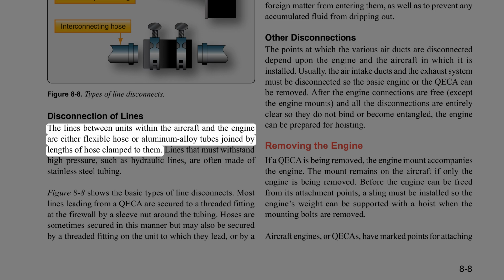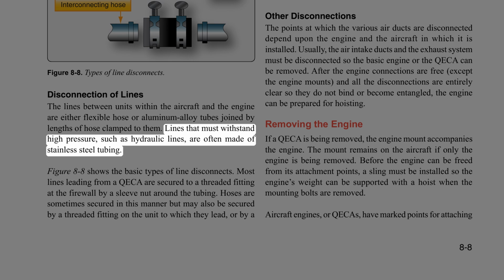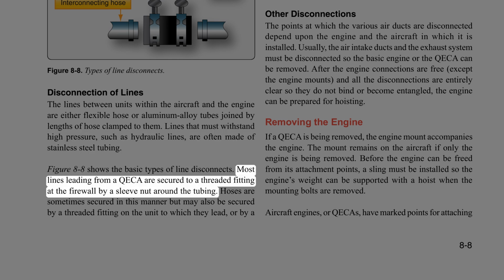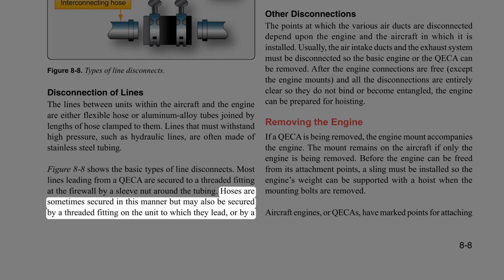Disconnection of lines. The lines between units within the aircraft and the engine are either flexible hose or aluminum alloy tubes joined by lengths of hose clamped to them. Lines that must withstand high pressure, such as hydraulic lines, are often made of stainless steel tubing. Figure 8-8 shows the basic types of line disconnects. Most lines leading from a QECA are secured to a threaded fitting at the firewall by a sleeve nut around the tubing. Hoses are sometimes secured in this manner but may also be secured by a threaded fitting on the unit to which they lead, or by a hose clamp.